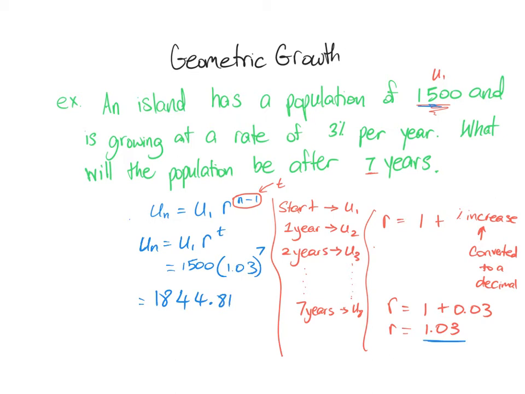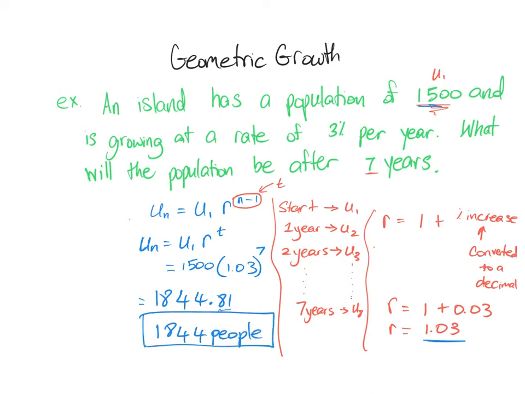So we're going to work that out in the calculator, and we get 1844.81. But remember that we're dealing with people here. And so after 7 years, we can't have 0.81 of a person. So we have to round. And rounding here is a little tricky because you're thinking of the population growing. This 0.81 is not yet a person created. Perhaps someone's pregnant and almost ready to give birth, but that person has not yet gone into that population. So after 7 years, we have 1844 people on our island.